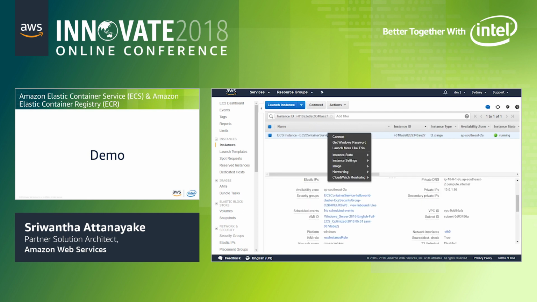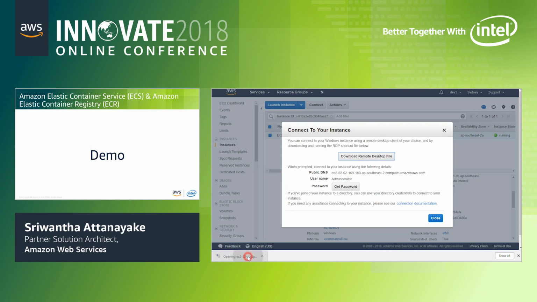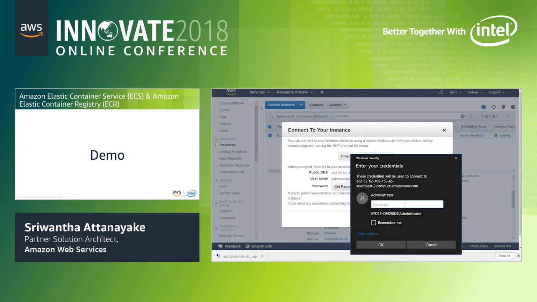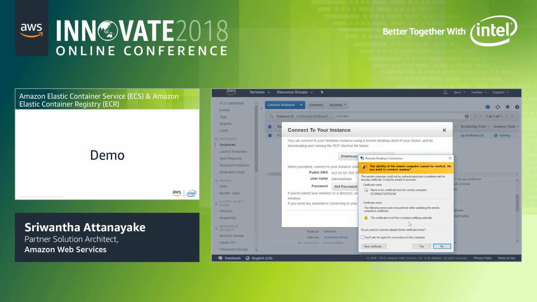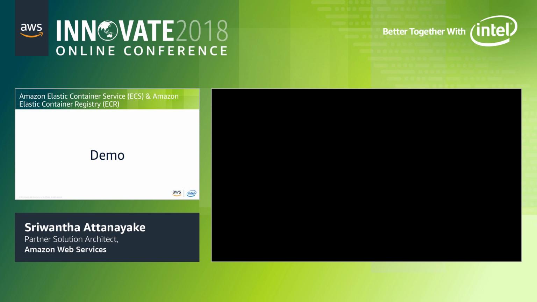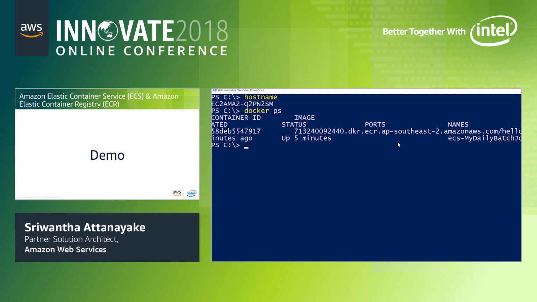So I can connect into one of these EC2 instances, download my remote login app, and then connect into them. So it's the same Windows experience. Once I connect into one of these EC2 instances that runs the containers, I can start PowerShell. For example, if I type hostname, you can find that's the EC2 instance name. And if I type docker ps, you can find the container that ECS has started.